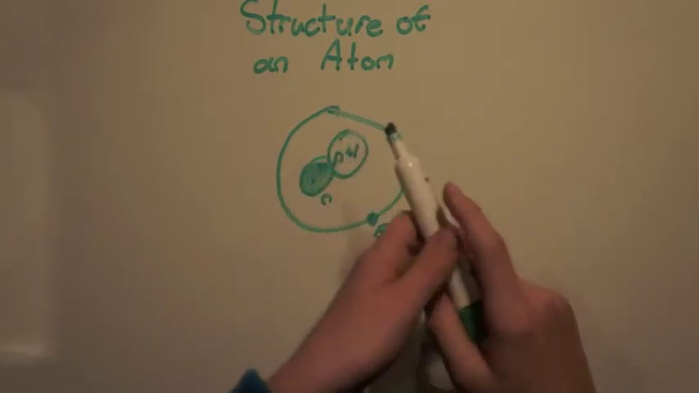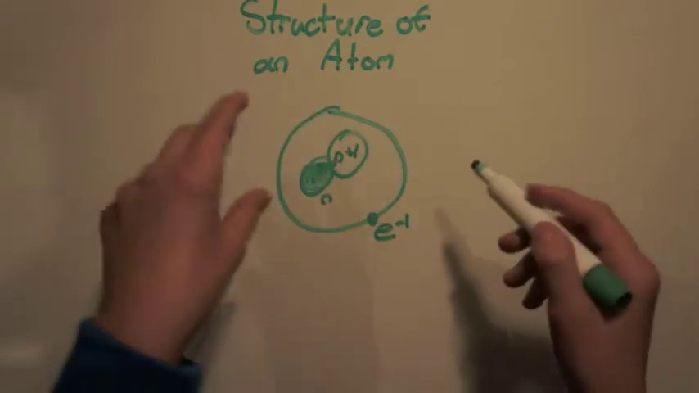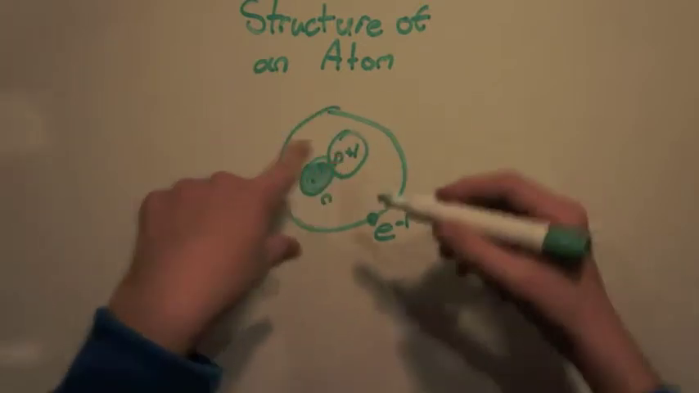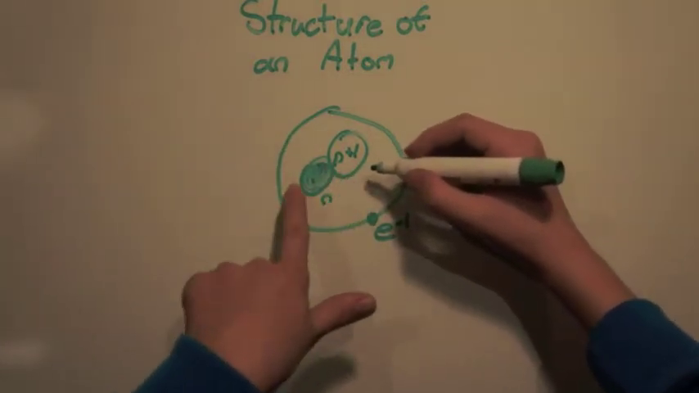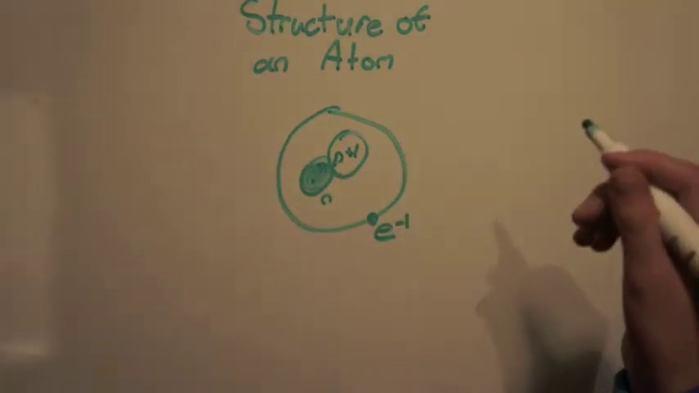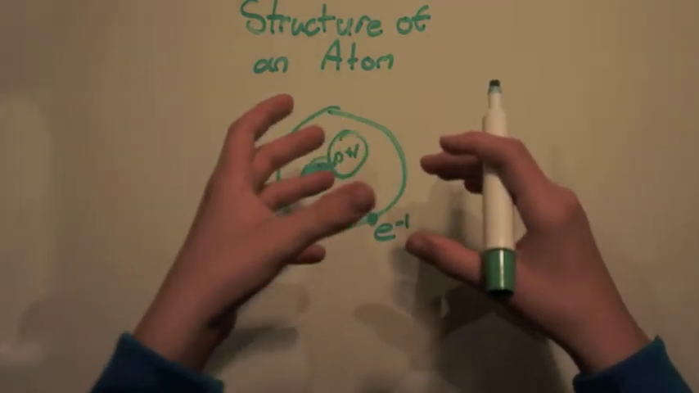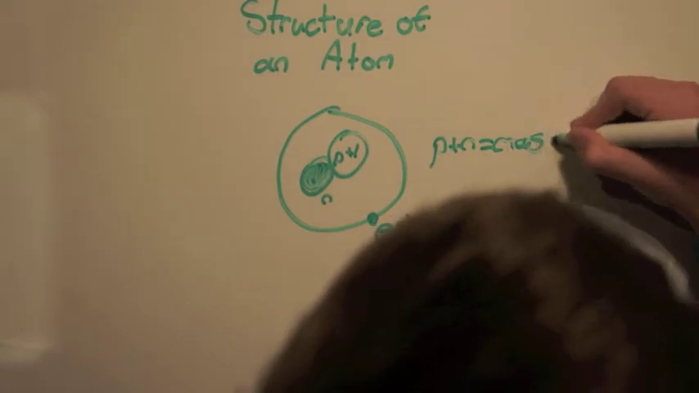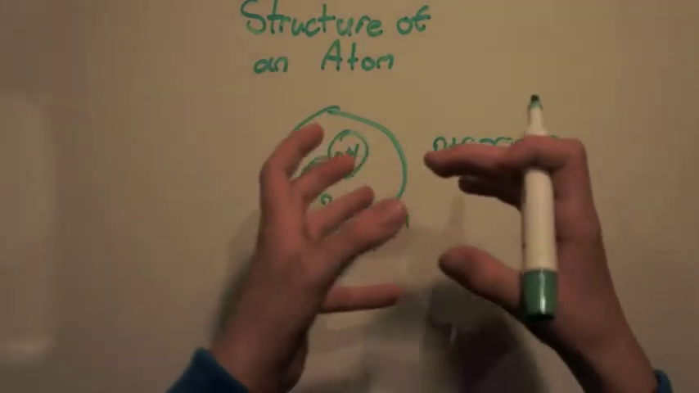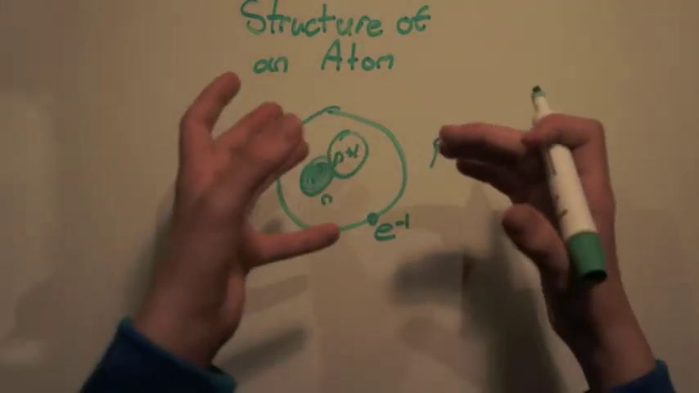The neutrons and protons have an equal mass of 1 each. So this will have a mass of 1 and this will also have a mass of 1. When they are added, they give out the atomic mass of the element. Now, electrons have such a small mass that they're negligible. Let's check out isotopes.